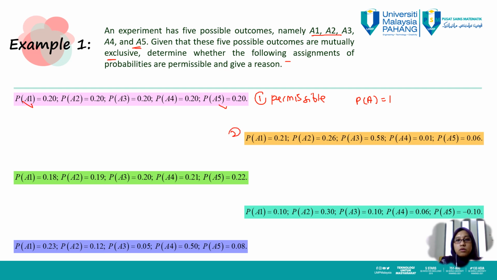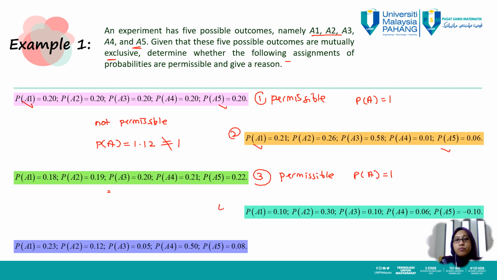For number 2, this is not permissible. Why not permissible? Because when I total up from A1 until A5, the probability is equal to 1.12. This is not equal to 1. Axiom 2 says the probability of S must equal 1. How about number 3? Permissible or not? This is permissible. You can try to total up everything, and you will have P(A) equal to 1.